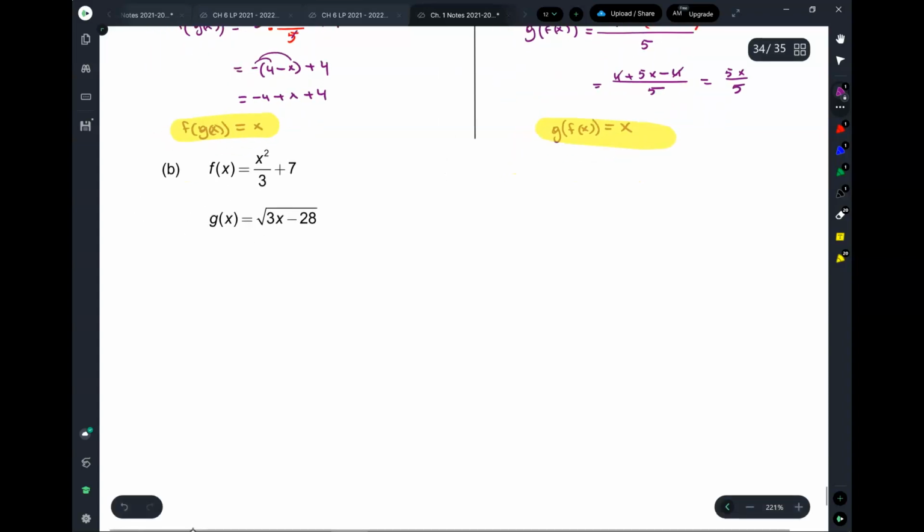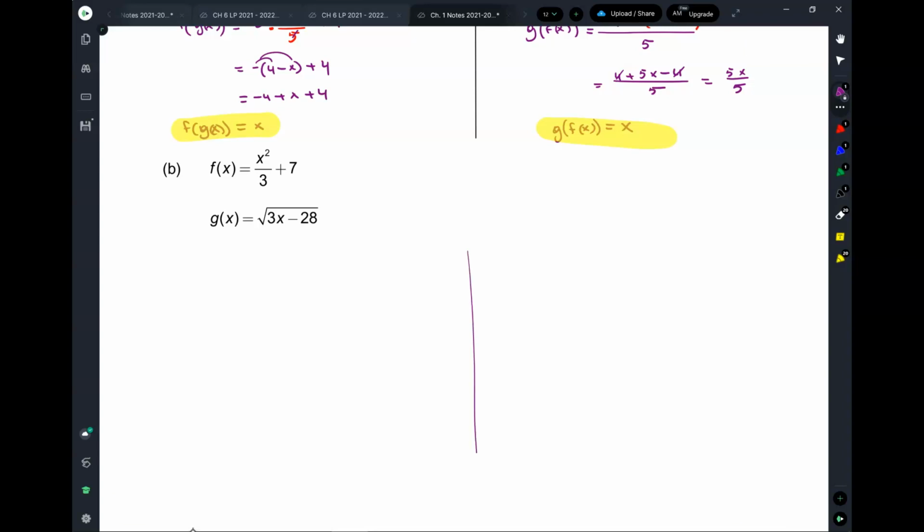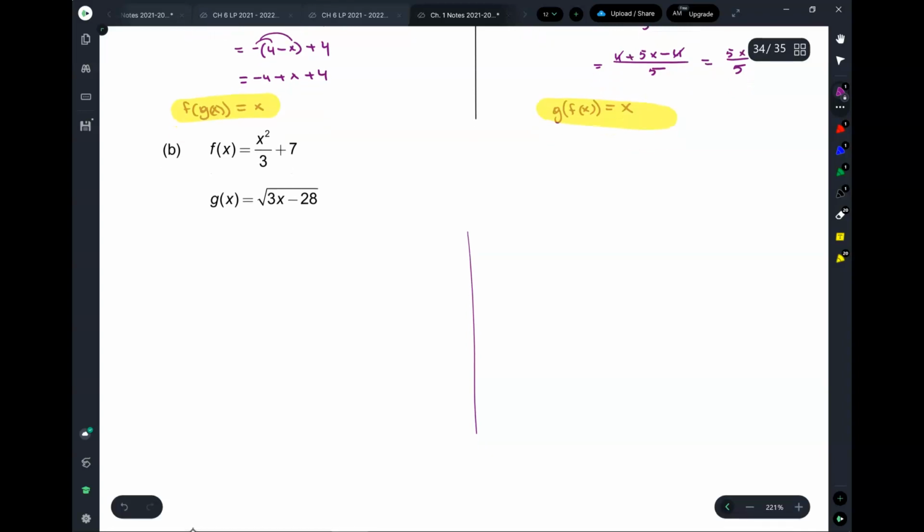Anything other than x for either of them or not? Yep. It's like an all or nothing deal. So if for the first one you get like 3, given that you did it correctly, you can already stop. Okay, so f of g of x here.